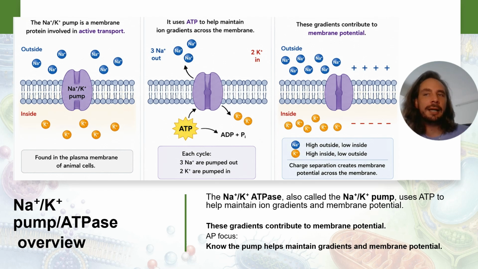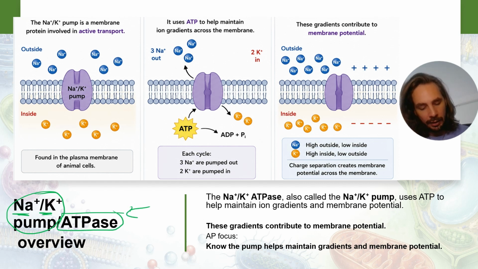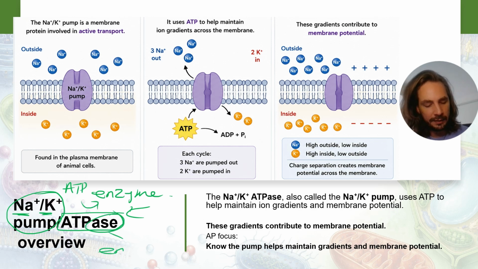So let's look at an example. We have the sodium potassium pump. Now, the sodium potassium pump is also called the sodium potassium ATPase. ATPase just means that this is an enzyme that can bind with ATP, because ASE means enzyme. So it's an enzyme that works with ATP.